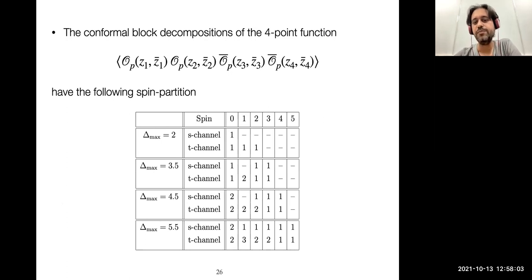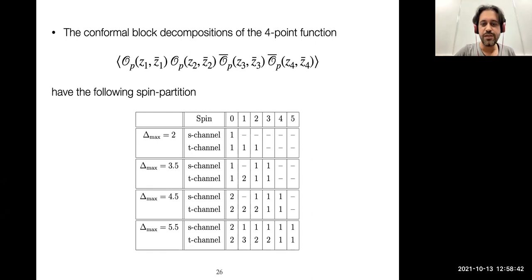Then we provided the spin partition. Secretly, we know what theory we want to reproduce, so this is not a random spin partition, but the agent doesn't know that. We did it in steps, to see how things change as we increase the cutoff in the scaling dimension. This is the spin partition for 2, 3.5, 4.5, 5.5. But we could also have not provided the 3.5, 4.5, and 5.5. We could just give delta max equals 2, and then incrementally add one more operator every time and try to dynamically reconstruct these spin partitions.